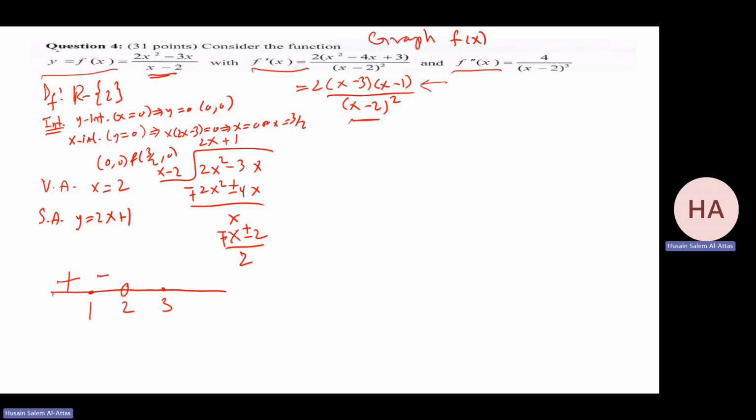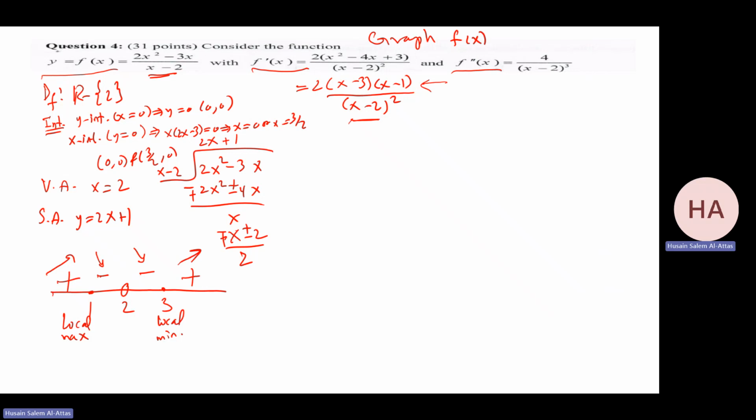2 and 3, 5 over 2. That will be negative, positive, negative. More than 3, that will be positive. So it's increasing, decreasing, decreasing, increasing. Well, I have a local max here, and I have a local min here.